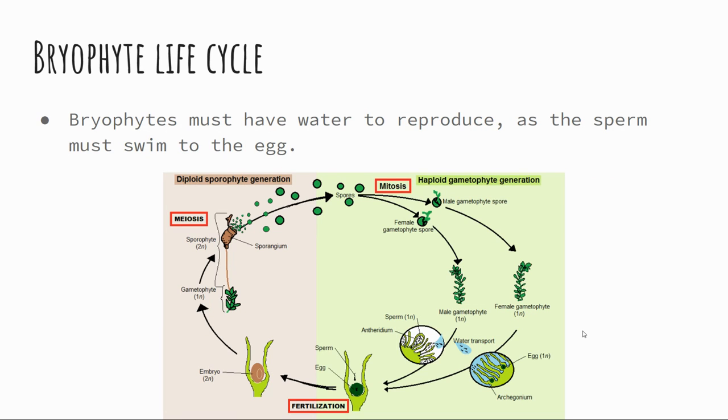So we'll start with the bryophytes. Remember bryophytes, we talked about mosses as the best example of this. Bryophytes must have water to reproduce. The sperm cells must swim to the egg. So that's why, when we talk about bryophytes, they have to live in moist areas. The water is necessary for them to reproduce.